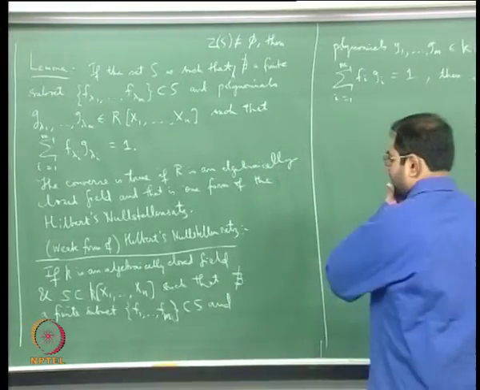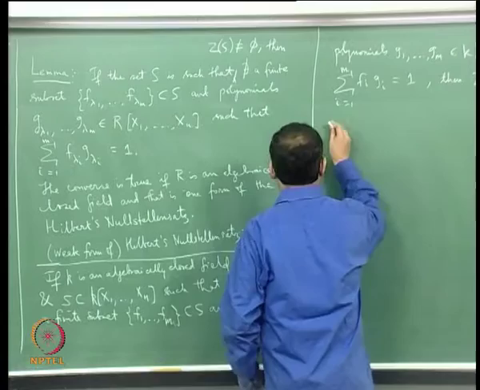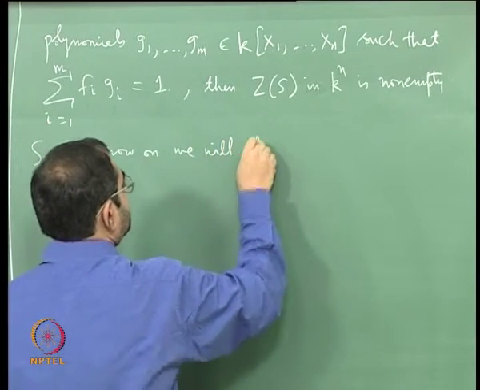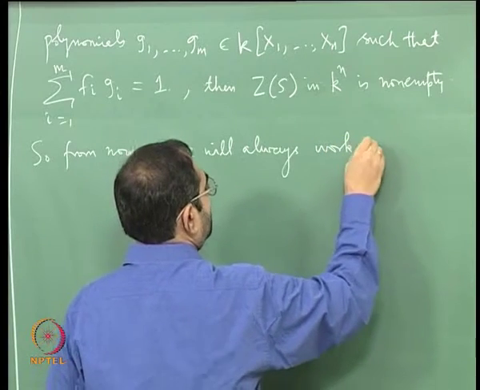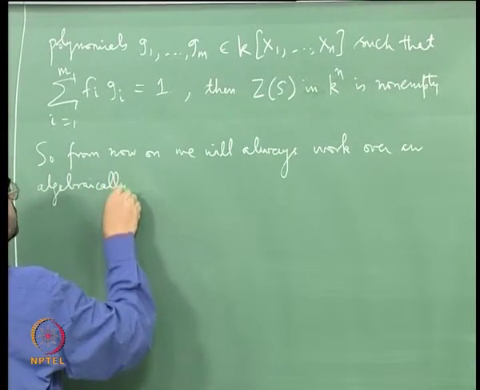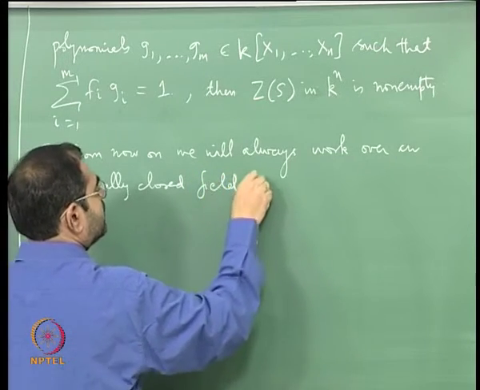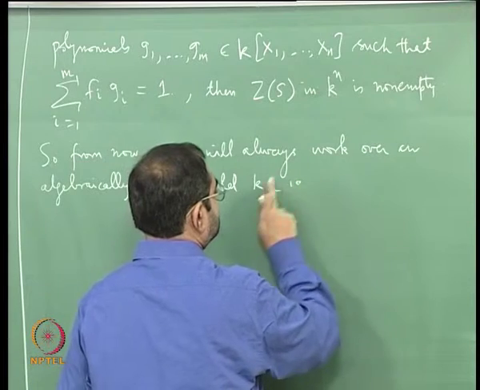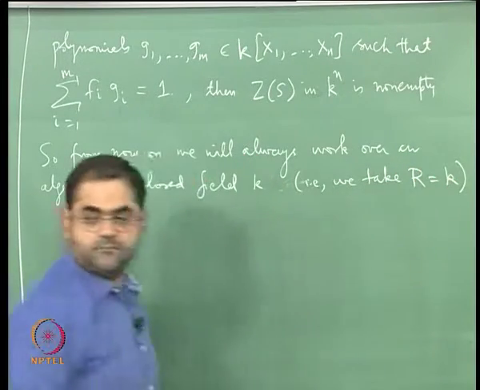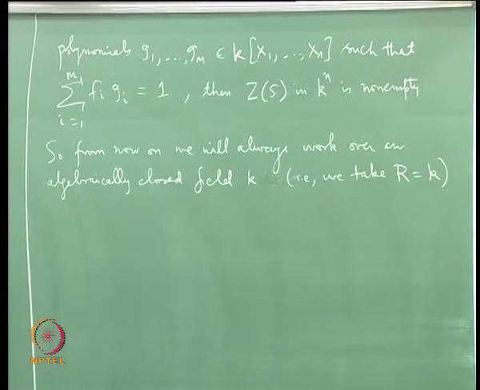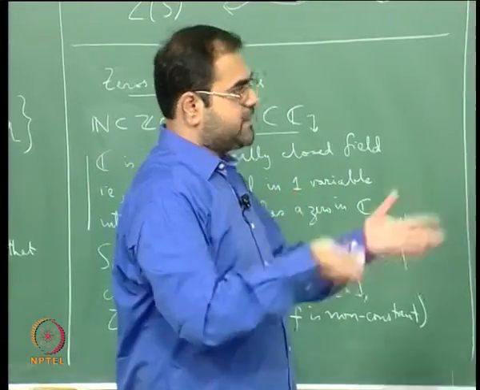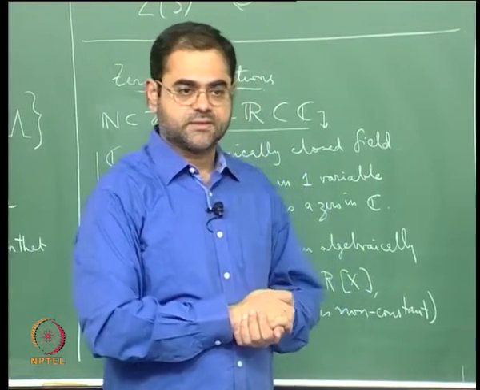Fine. So what we are going to do is, from now on we will always work over an algebraically closed field K. That is, we take R equal to K. If you want, for convenience, you can even think of the algebraically closed field as the complex numbers, if it makes it easier for you to think about things and visualize things.